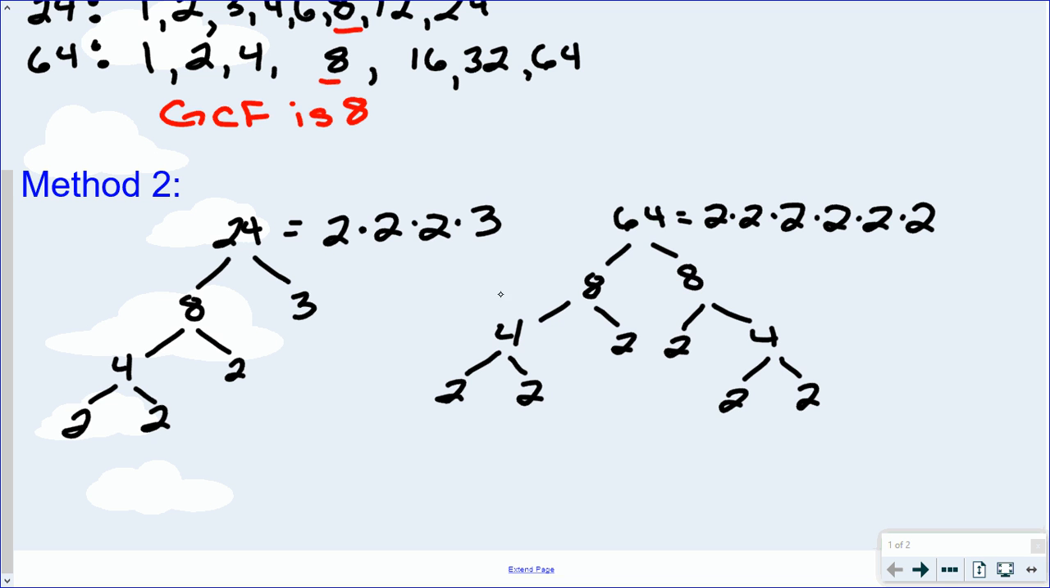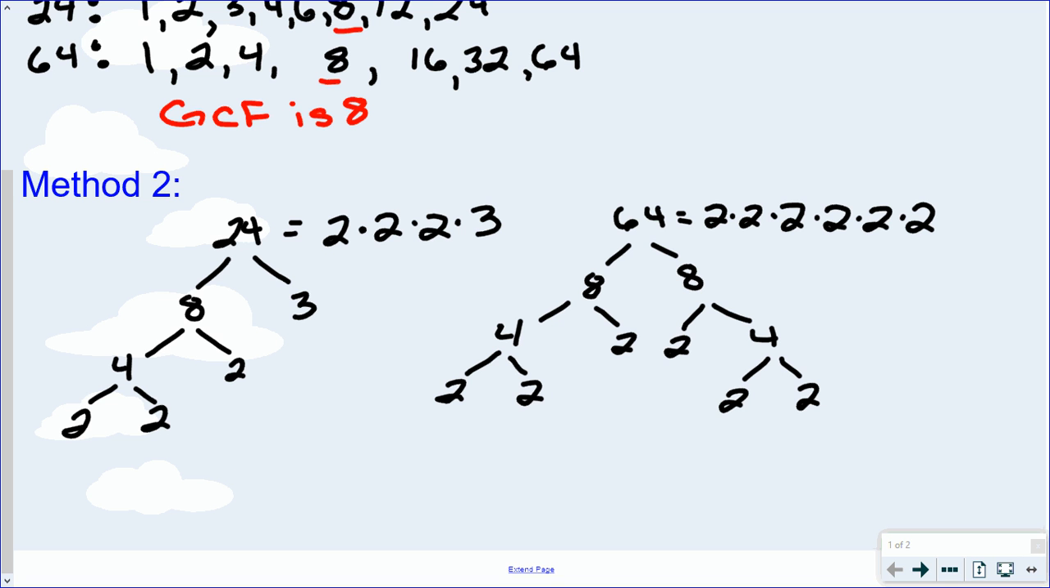All you're going to do is look for common prime factors. So they have 2, 2, and 2. There's 3 2's that they have in common. This one has 3 2's, and this one has 3 2's. And there's no 3 over here, so that doesn't work.